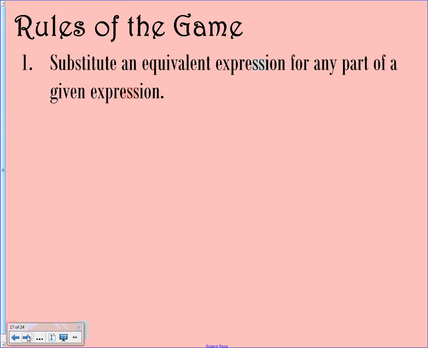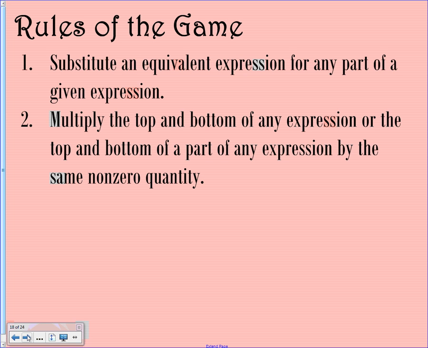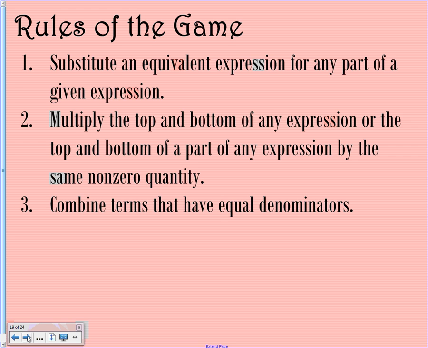So now looking at the rules of the game. You can substitute an equivalent expression for any part of a given expression. You're also allowed to multiply the top and bottom of any expression, or the top and bottom of any part of your expression, by the same non-zero quantity. And then you can combine terms that have equal denominators. Okay, so those are your rules.